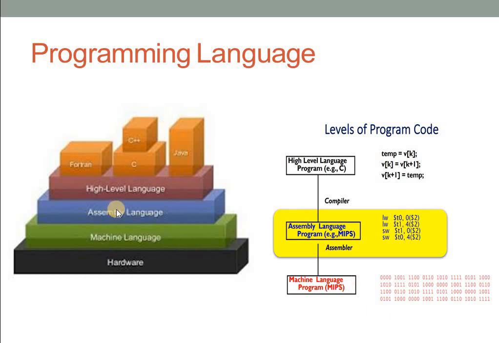Along with this block diagram, you can see here a flow chart. The high level languages like C, then COBOL, C++, Fortran, etc. They will get compiled by a compiler and it is converted to an assembly language program. And assembly language coding you can see here. This is how assembly language coding looks like.